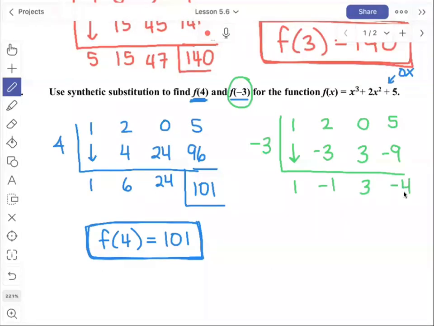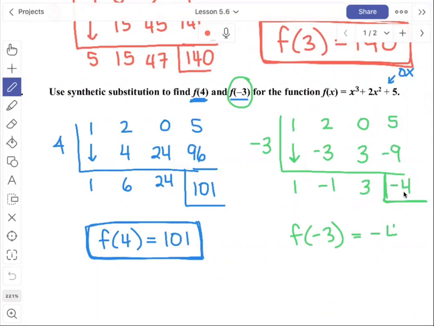Beautiful. All right, so finally, that's the remainder. So f of -3 is equal to? -4. Beautiful. Perfect job. Nice. Thank you. Done. Awesome. All right, guys, that is synthetic substitution. Way to go.